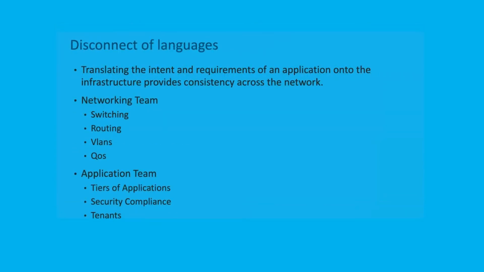There is a disconnect between the languages used by networking teams and application teams. Networking teams talk about things in terms of switching, routing, VLANs, and QoS, while application teams use tiers of applications, security compliance, and tenants. Within ACI, we now have the ability to translate the intent and requirements of an application onto the infrastructure, which provides consistency across the network.